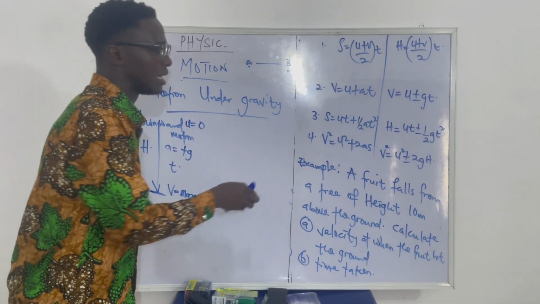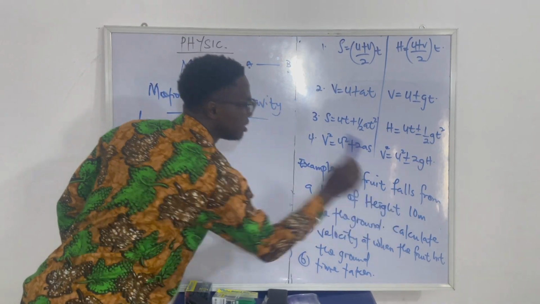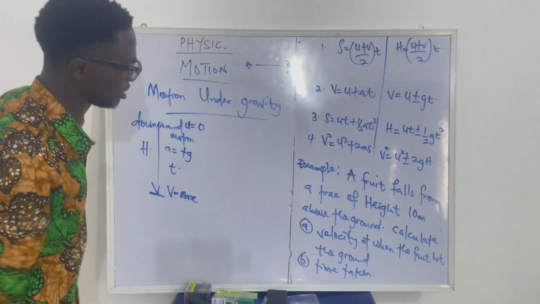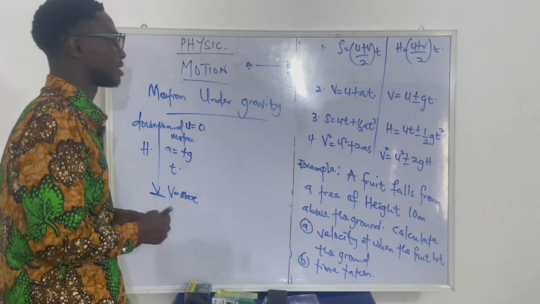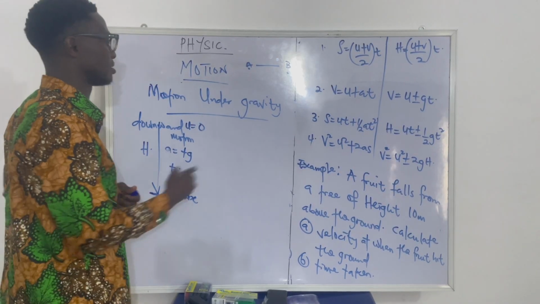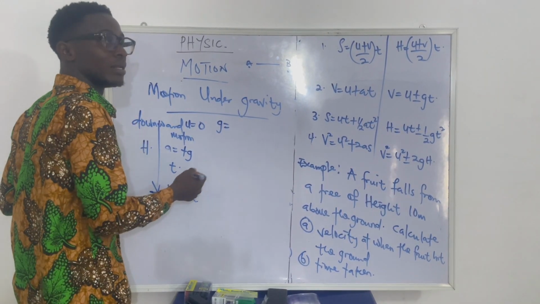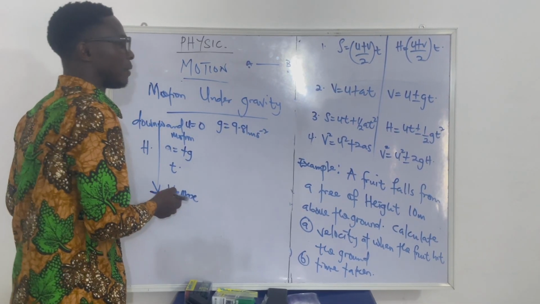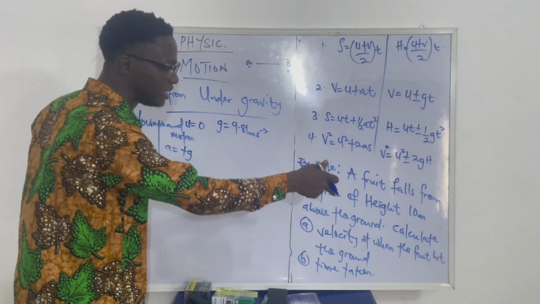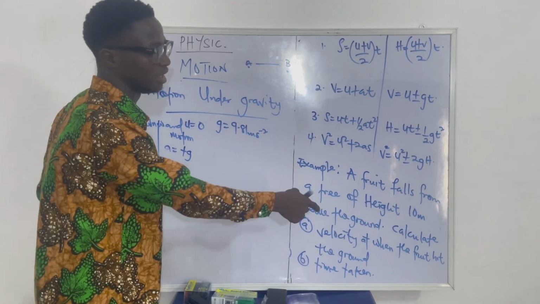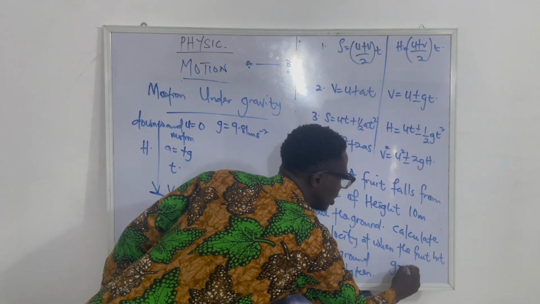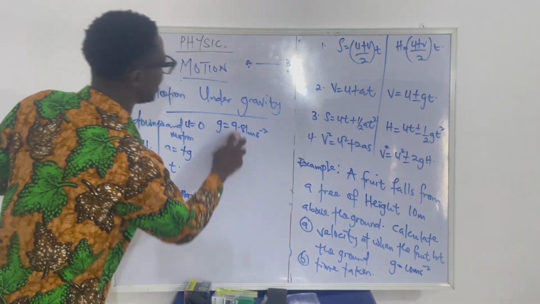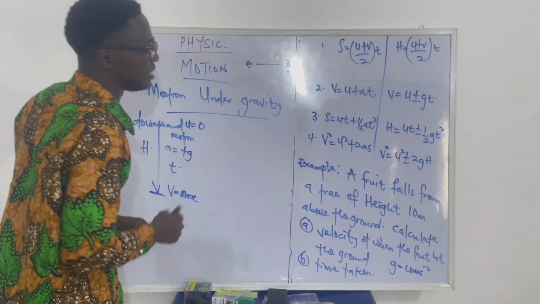Now, what do you notice? The only parameter we're given here is the height, which means that every other one can be gotten. Just so you know, acceleration due to gravity is a constant, 9.81 meter per second square. But some questions will tell you to take g to be 10 meter per second square. So in this question, we take g to be 10 meter per second square.